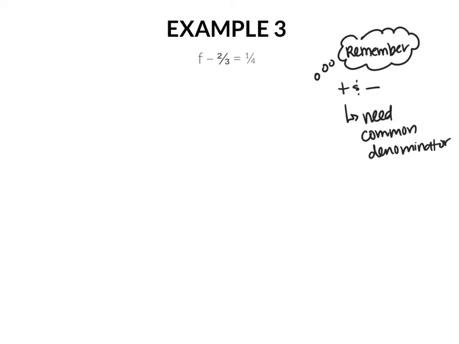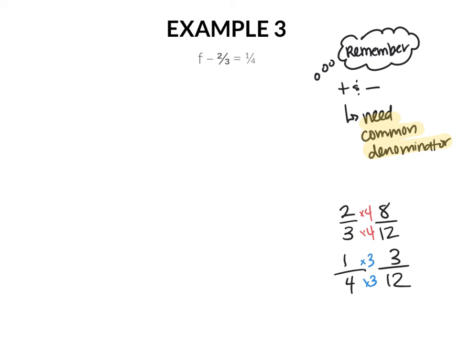For example 3, we have some number subtracted by 2/3 equals 1/4, which means we're working with fractions and adding and subtracting them. Now remember, when we're adding and subtracting fractions, we're going to need a common denominator. Our common denominator between 3 and 4 is going to be 12. So 3 goes into 12 4 times, and 2 times 4 gives me 8. And then 4 goes into 12 3 times, and 3 times 1 is 3. So really my equation is reading f subtract 2/3 is now 8/12 equals 1/4, which is 3/12.